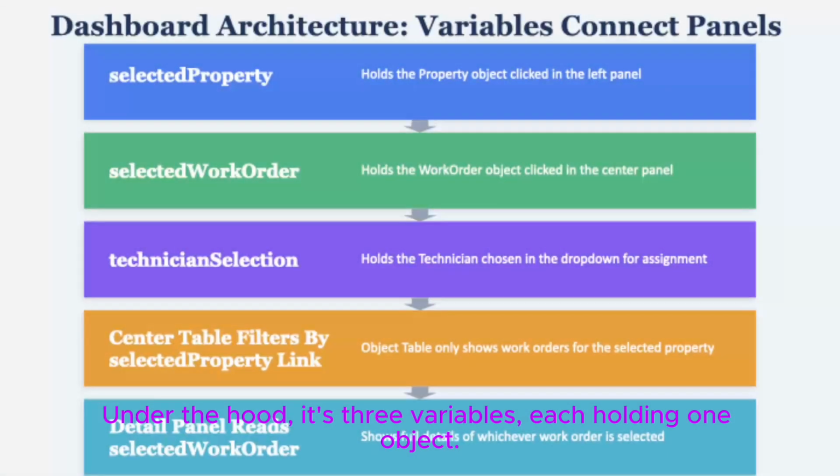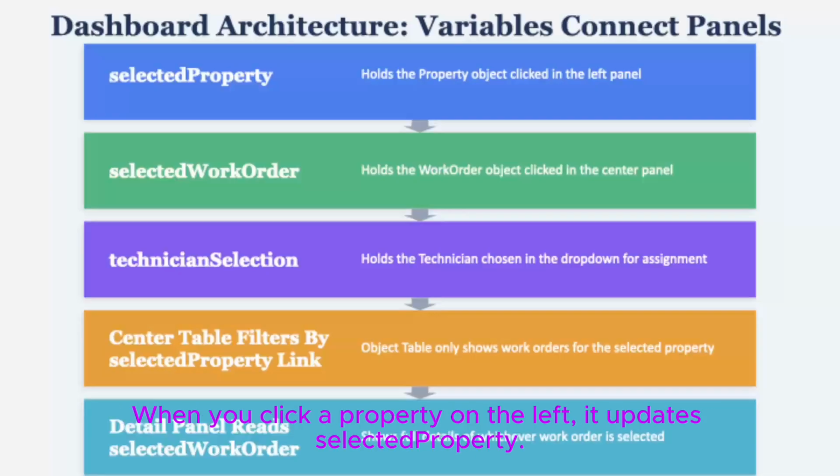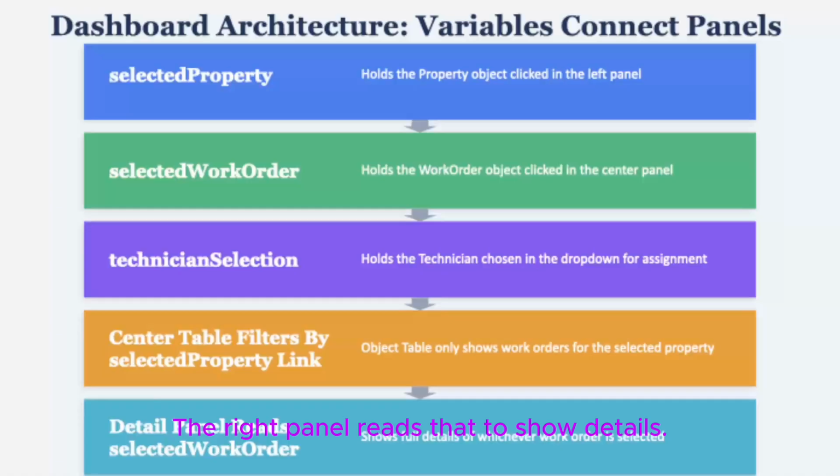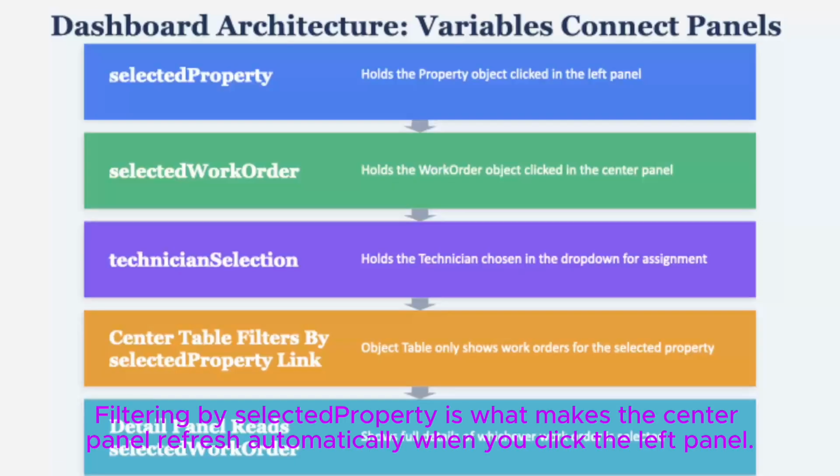Under the hood, it's 3 variables, each holding one object. When you click a property on the left, it updates selected property. The center panel reads that variable to filter its work orders, and when you click a work order, it updates selected work order. The right panel reads that to show details. The magic is the link filter. Filtering by selected property is what makes the center panel refresh automatically when you click the left panel.